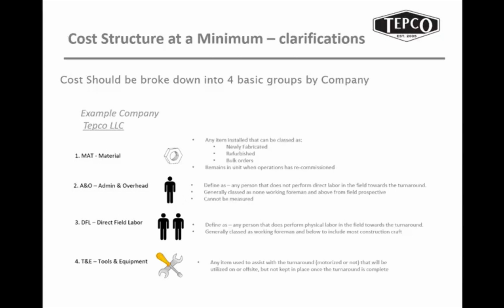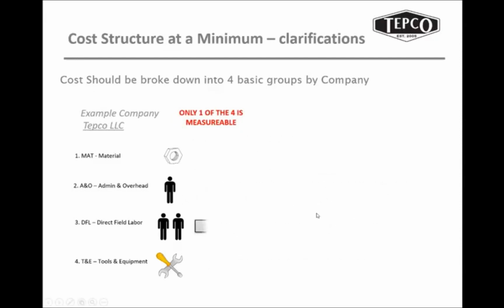So we break it apart to where we have a clear boundary between the groups. But out of all these groups, only one can be measured, and that one is the direct field labor. I can't measure a superintendent or a foreman that's sitting there watching his crew. So this is the only thing that we move to the schedule. The hours that are bid and awarded should be the exact hours that are in the schedule.